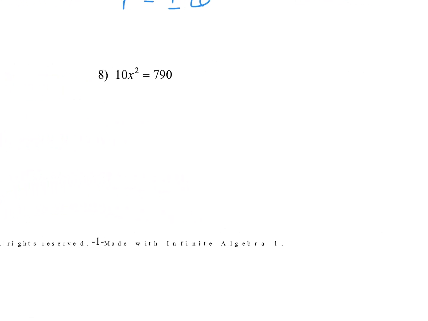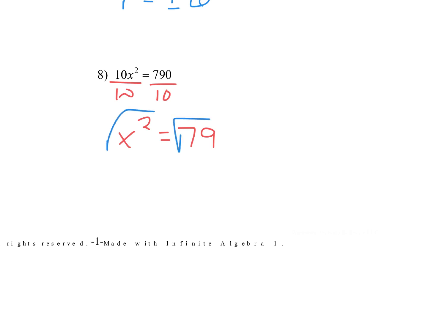All right, let's look at number 8. What do we do first? Divide by 10. X squared equals 79. Last step, square root. 8.888. You always have to do 3 decimals. What am I missing? Oh, positive, negative. Remember, you always need that positive, negative. Okay?